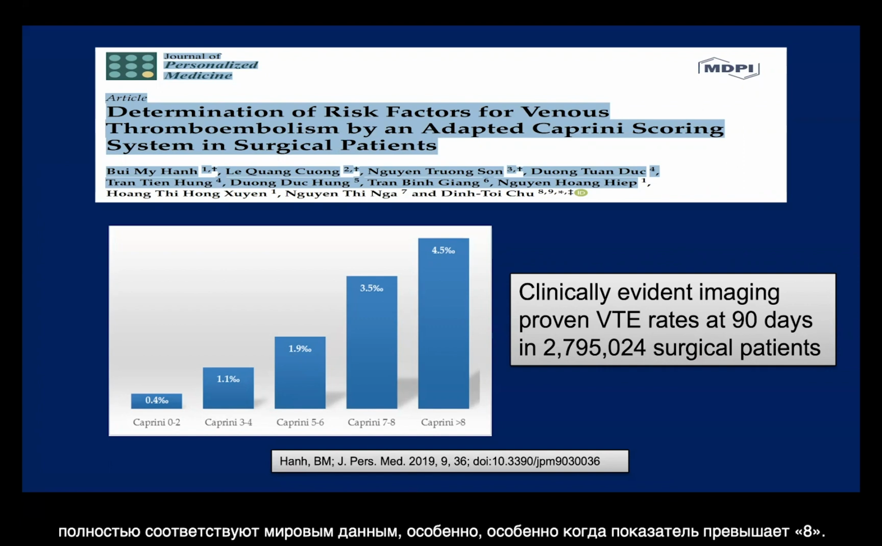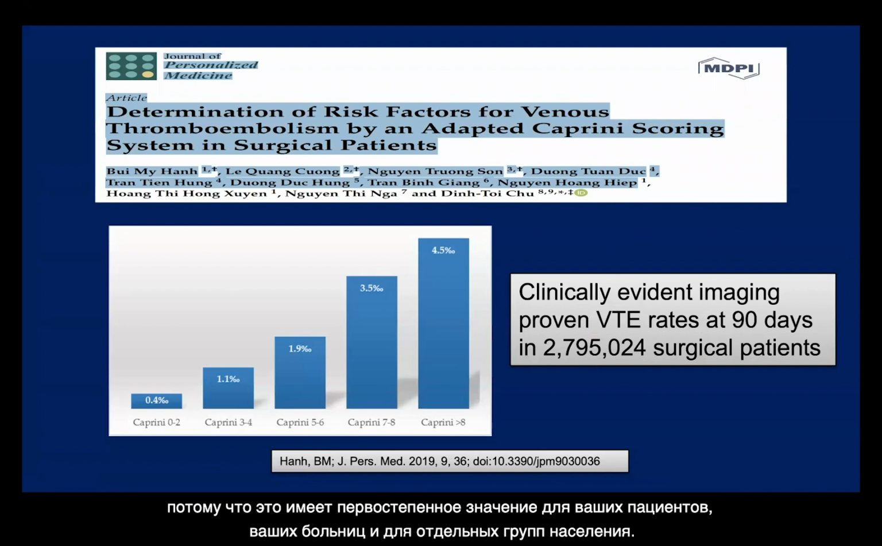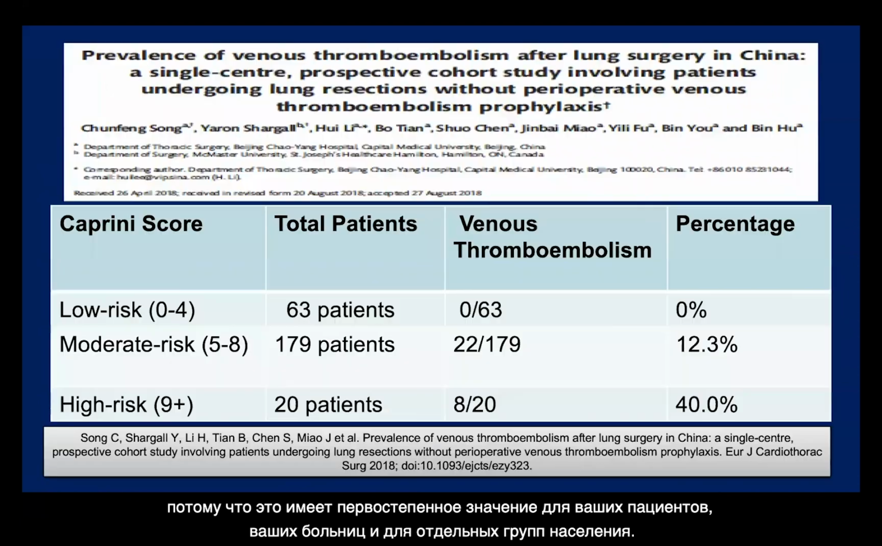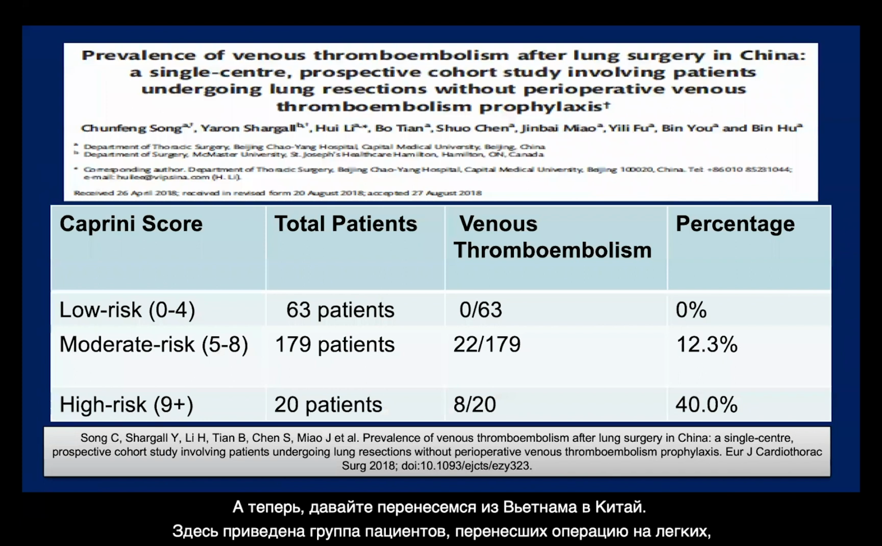It's just the same as been reported elsewhere all around the world, and especially when you get up to over 8. So 5 to 6, that's not the highest risk. You can see these escalating risks. This is really important data. All of you need to absorb this data because that's very important going back to your hospitals and for your individual populations. Now, let's go from Vietnam, let's go to China.